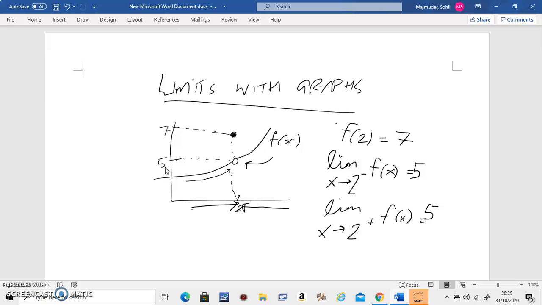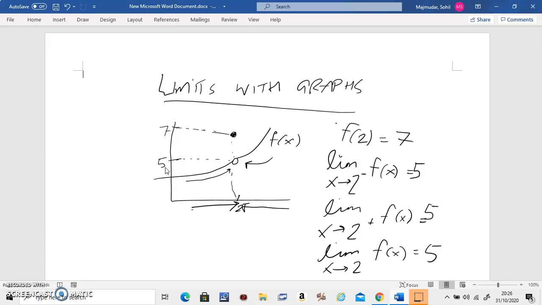And then if these two are equal, minus and plus, then you can say limit x approaching 2 f of x without the plus and minus is 5. So remember, to get the answer for the limit at a point, you need to check both from the left and the right in the graph. So the answer to this question was limit x approaching 2 f of x equals 5.